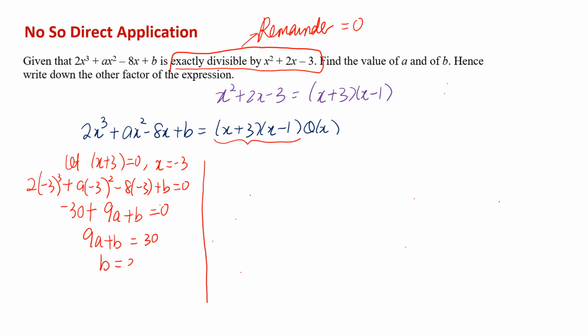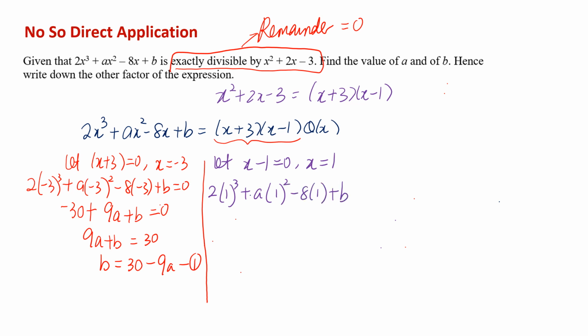I'm going to use substitution method. So I'm going to make b the subject. So b equals to 30 minus 9a. Call it equation 1. Then the second equation, let's use purple color. I like purple. We're going to let x minus 1 equals to 0. So we're going to substitute x equals to 1 into your dividend. Right. Why? Your right hand side will be a big fat 0.